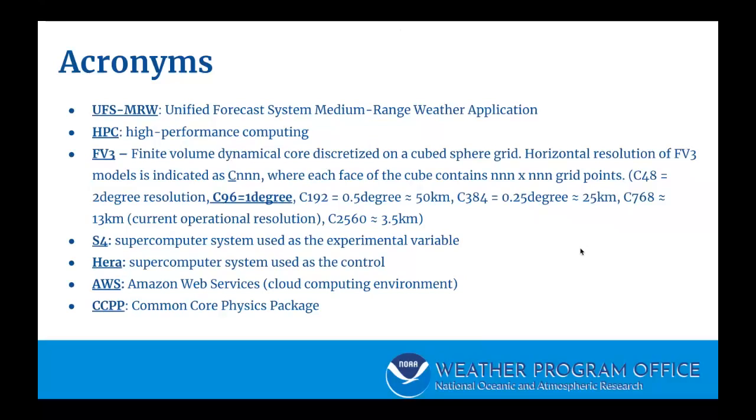S4 is the supercomputer system used as the experimental variable. Hera is the supercomputer system used as the control. AWS is the Amazon Web Services cloud computing environment, and then CCPP is the Common Core physics package.